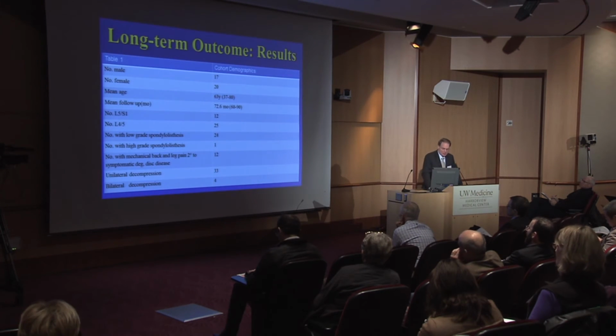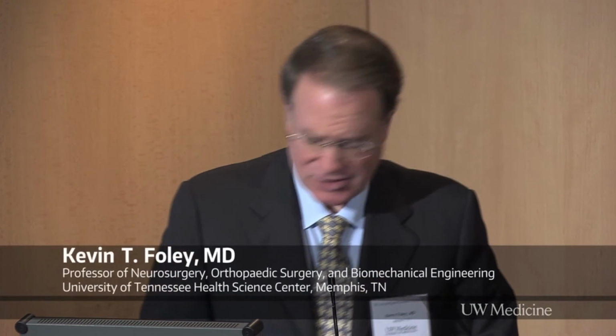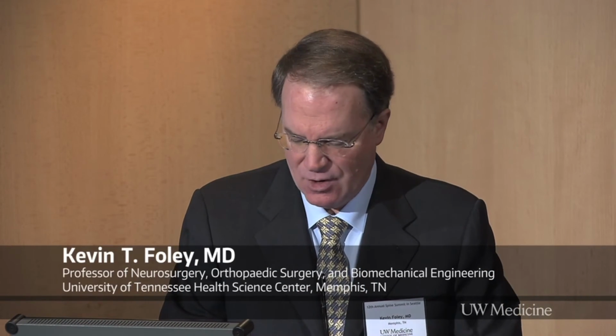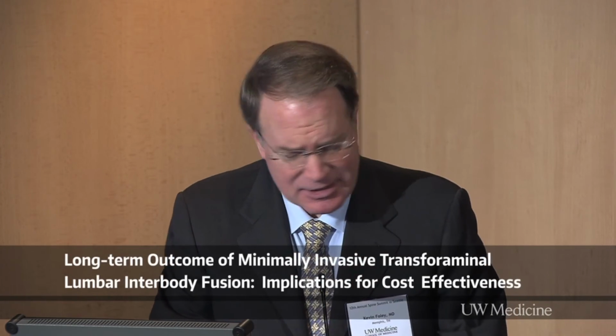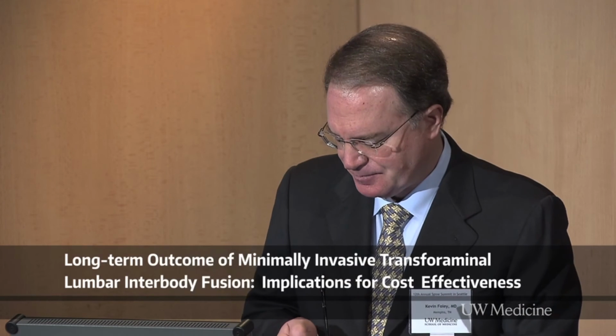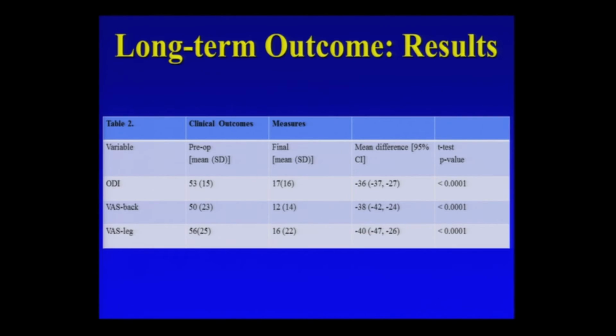So this was the result of the contacting of these patients who were at least 5 years out, relatively evenly split between male and female, substantial age range with a mean of 63. Mean follow-up actually was slightly over 6 years with one patient out to 90 months. And these were all L4-5 or L5-S1 cases, mainly spondylolisthesis cases, some degenerative cases. Most of them were unilateral decompressions, a few required bilateral decompression.